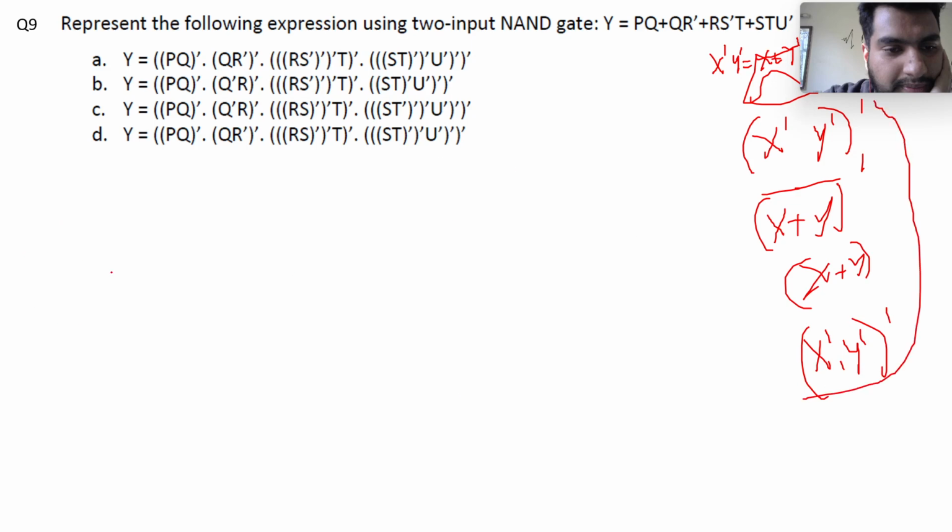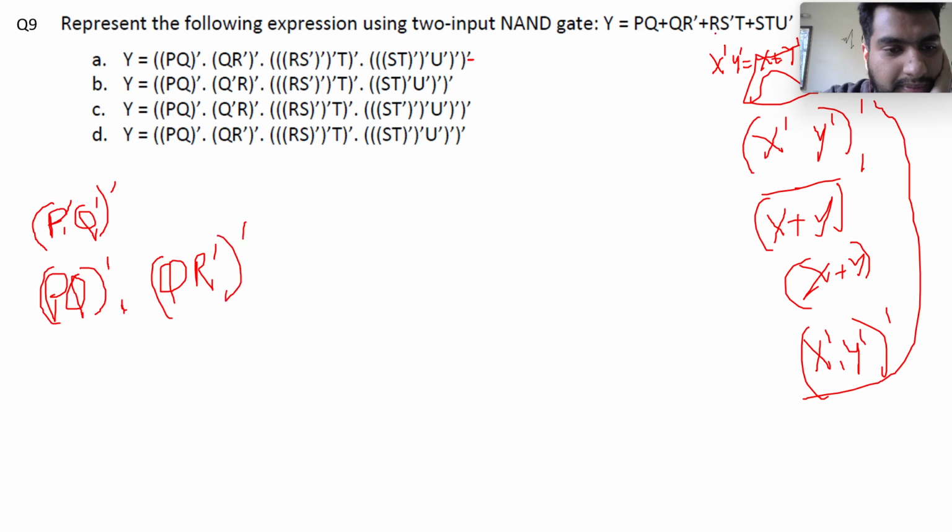So we have PQ. If I want to do it for PQ, I'll take P complement, and then Q complement, and then the whole complement. But since the whole complement is at the end, here I will write only PQ. That whole complement is coming here. So it's PQ and I will complement it. Then for QR complement, I'll write here QR complement and this complement.